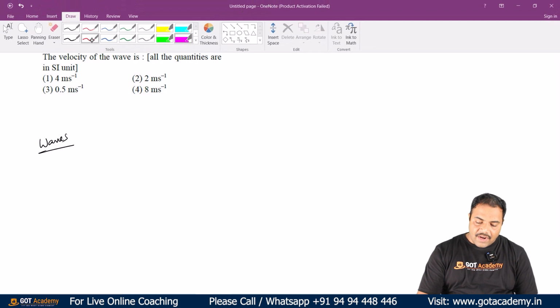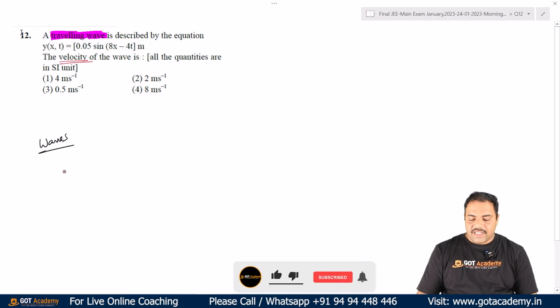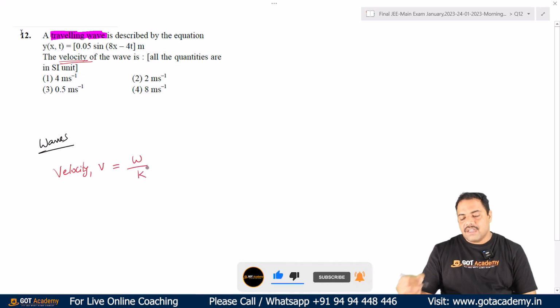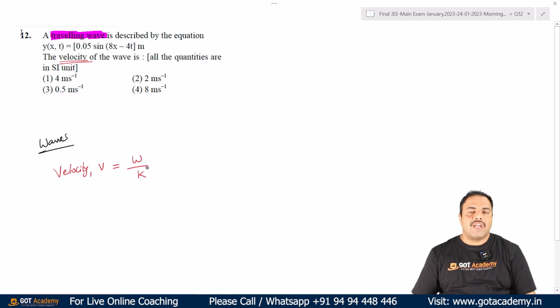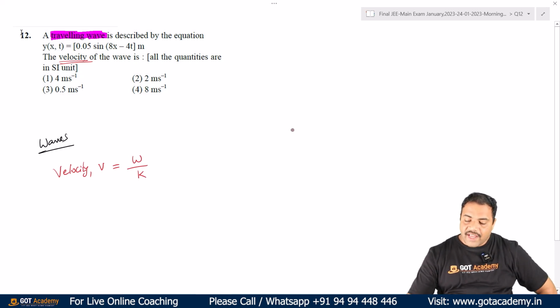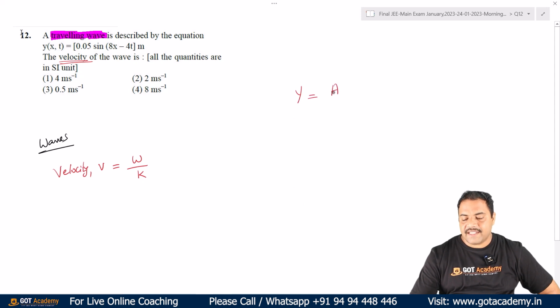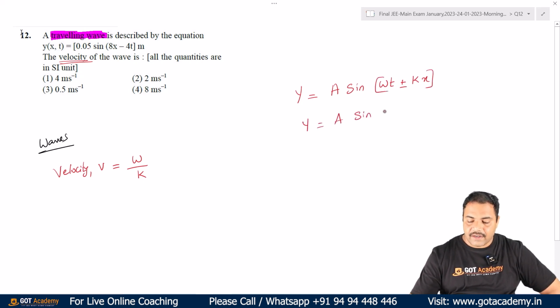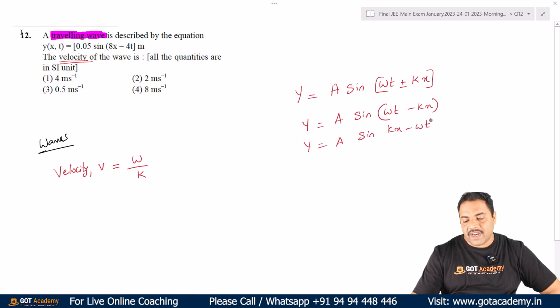Now, what we have to find out is the velocity. So, how to find velocity? Dear children, we have studied that velocity v, as in the previous question also, we have used this formula: omega by k. So, our interest is to find out what is omega and what is k. Any equation will be in the form of y is equal to a, where a stands for amplitude, sine of omega t minus kx. You could write this as y is equal to a sine of omega t minus kx, this is one form, or y is equal to a sine of kx minus omega t, this is the other form.